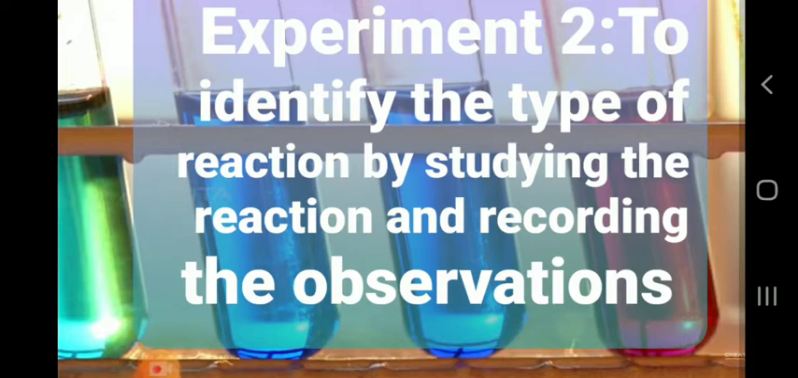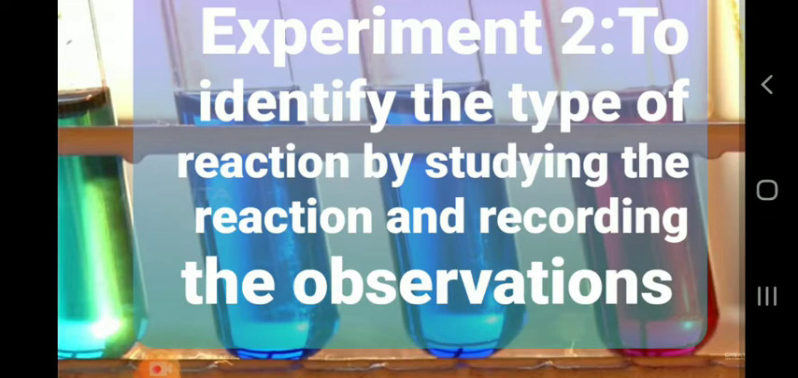Students, today we will study the second experiment of Science 1, Standard 10th. It has three parts. In our previous lecture, we already studied experiment number 1. So, let us see experiment number 2, that is, to identify the type of chemical reactions by studying the reaction and recording observations.